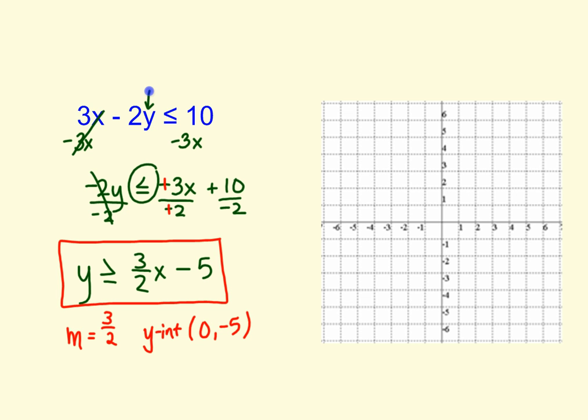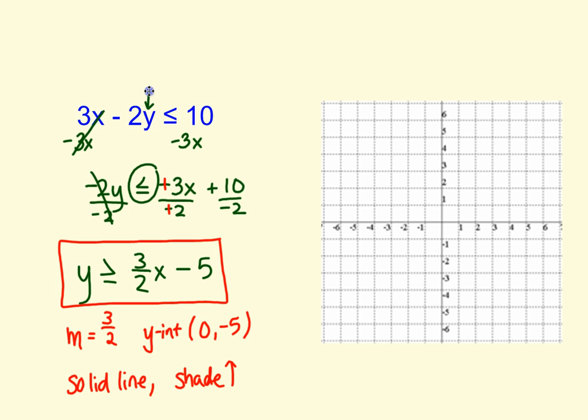Well, I can see it's a greater than or equal to. That or equal to line tells us solid. And then because it's a greater than, we're going to shade above the line. So shade above the line for greater than.